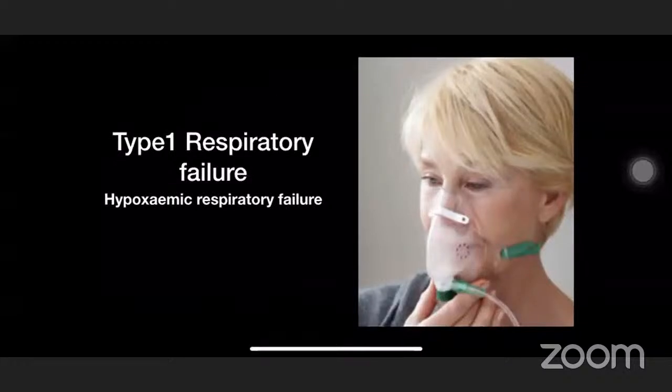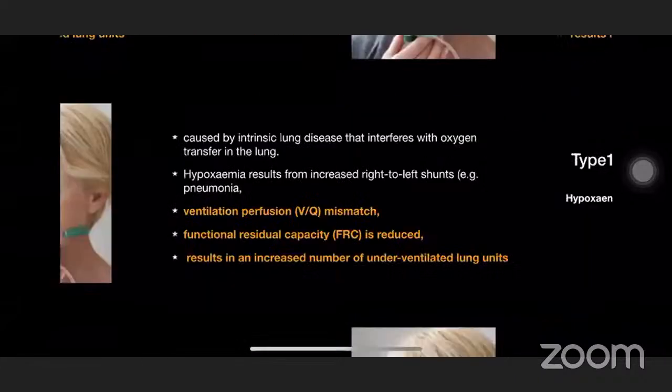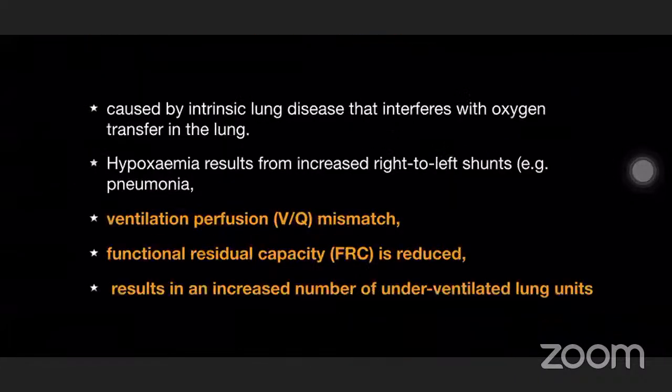We're now going to discuss the type 1 type of respiratory failure, also known as the hypoxemic kind. It is basically caused by intrinsic lung disease. Intrinsic lung disease is the restrictive lung disorder that interferes with the oxygen transfer in the lungs. So here the oxygen transfer is affected. Hypoxemia is the key feature that happens in type 1 respiratory failure.